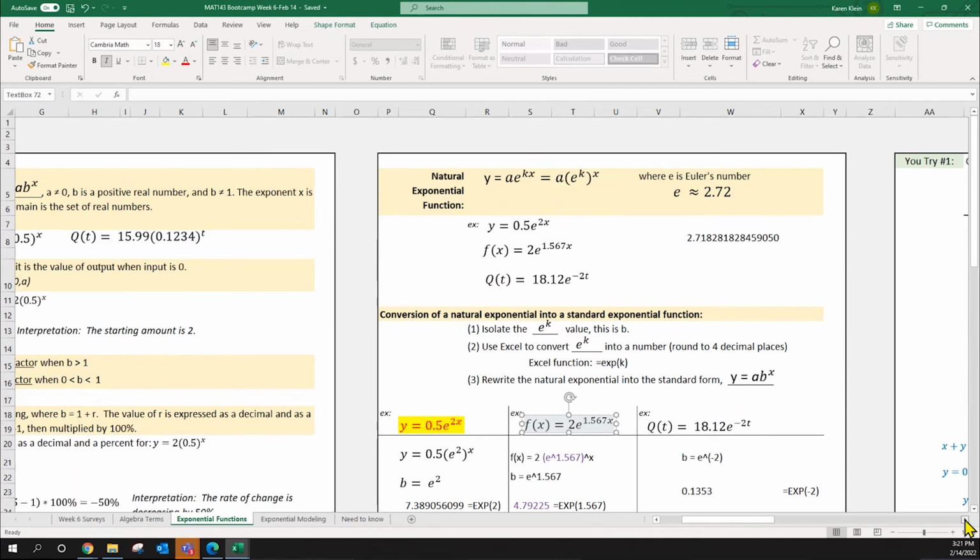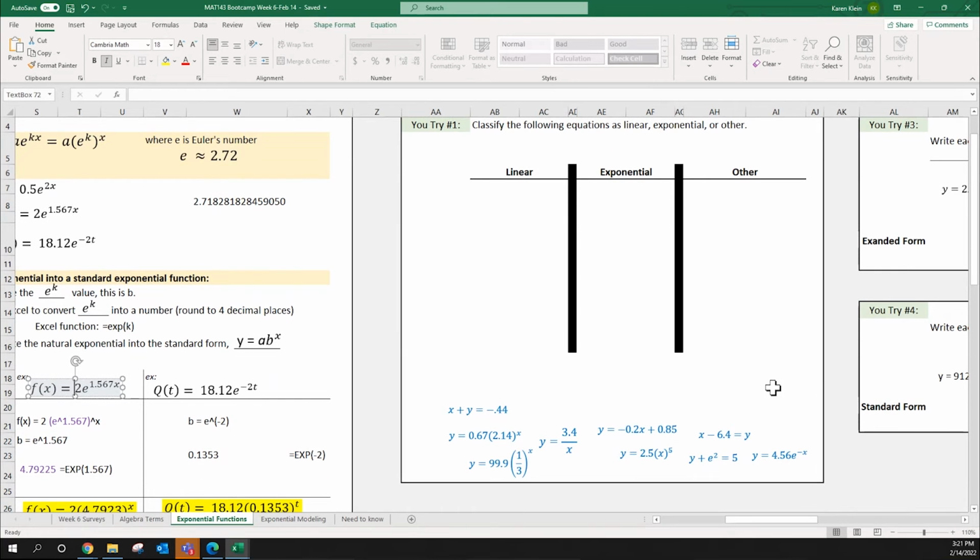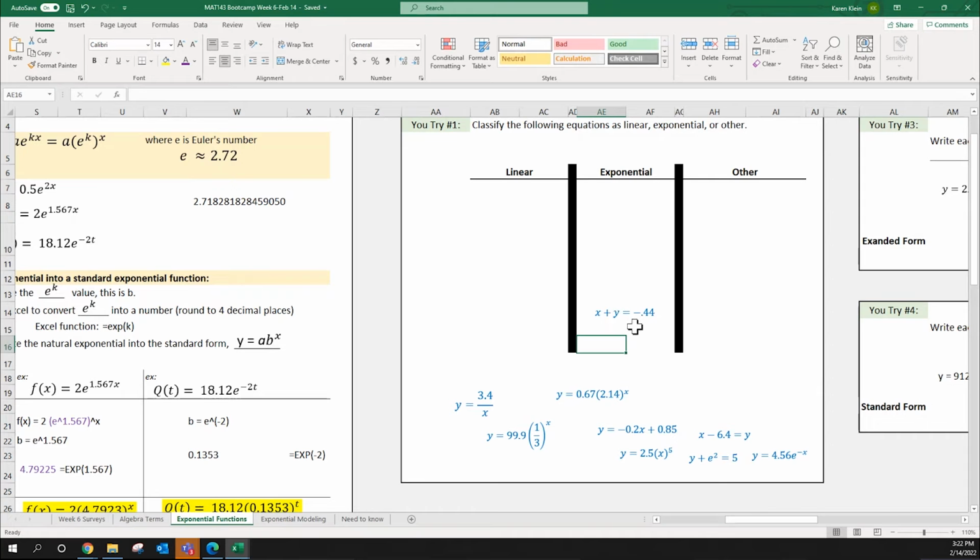All right, so we're going to do some sorting again. We did this last unit. Here I have some equations, and you should be able to drag these around. I want you to drag these into the appropriate category. For example, this x plus y equals negative 0.44. I need for you to classify this as linear, exponential, or other. Now, since we have done linear, we should be able to determine that this one is in fact linear. So I'm just going to drag it and leave it right there.